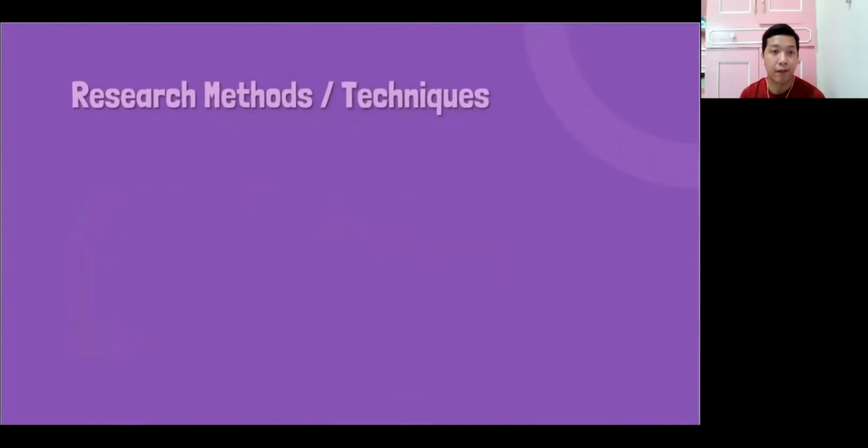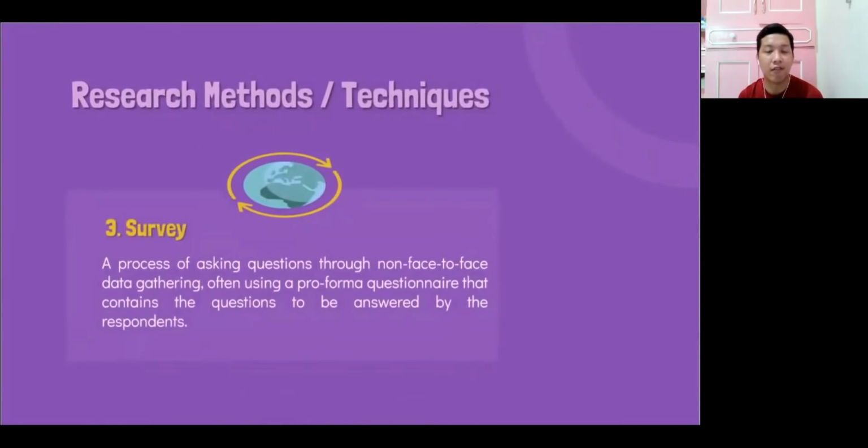Number three, we have the survey. When we say survey, it refers to a process of asking questions through non-face-to-face data gathering, often using a pro forma questionnaire that contains the questions to be answered by the respondents. So in using a survey, the questionnaires are then collected, tallied, and analyzed for frequency analysis.